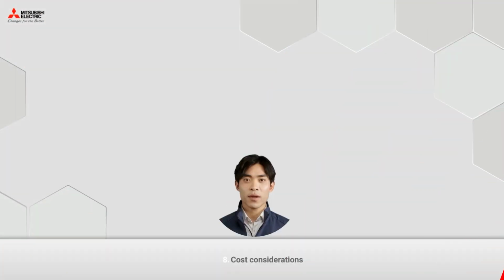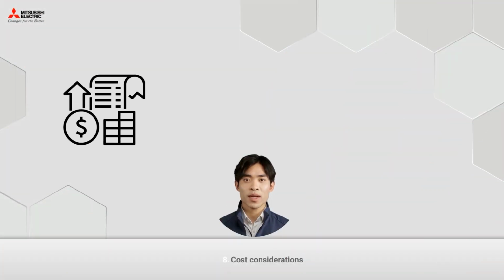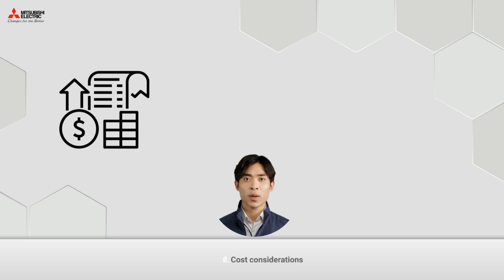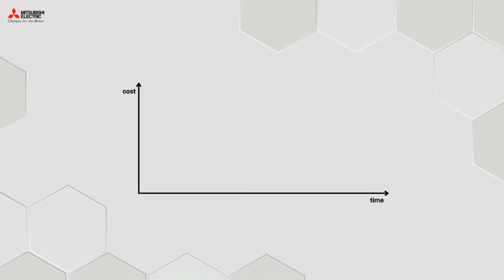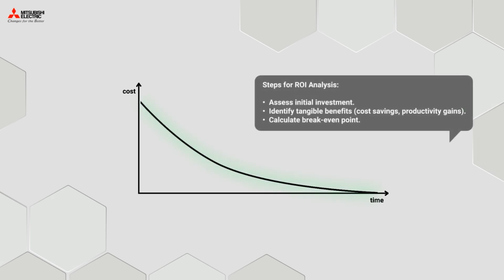Finally, we perform a cost-benefit analysis in Step 8. Compare the initial investment required for purchasing the robot with the long-term benefits it offers. Consider not only the purchase cost, but also installation, operational, and maintenance costs. Conduct a return on investment (ROI) analysis to ensure the robot provides tangible benefits and justifies the expenditure.